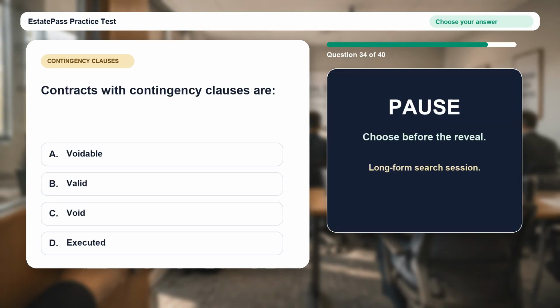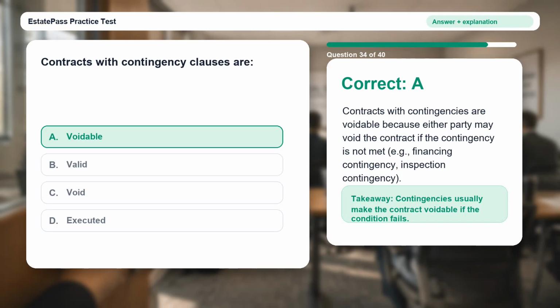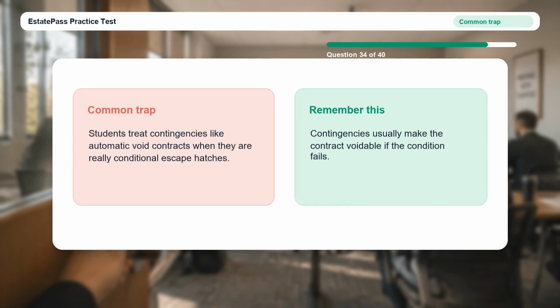Question 34. Contracts with contingency clauses are. Your choices are A. Voidable, B. Valid, C. Void. The correct answer is A. Voidable. Explanation: contracts with contingencies are voidable because either party may void the contract if the contingency is not met, e.g., financing. Common trap: students treat contingencies like automatic void contracts when they are really conditional.